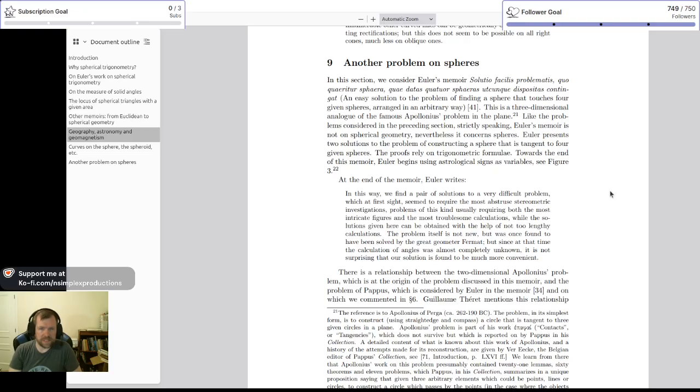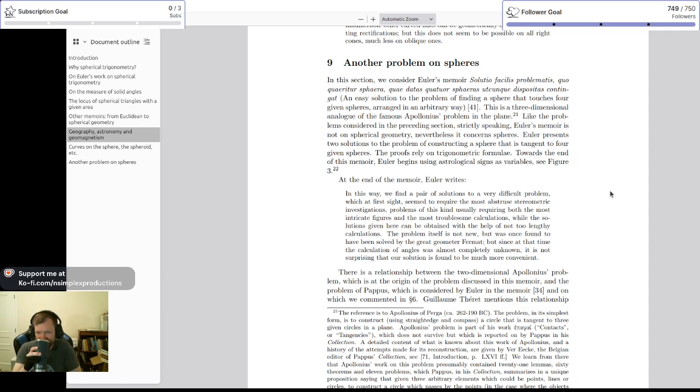Like the problems considered in the preceding section, strictly speaking, Euler's memoir is not on spherical geometry. Nevertheless, it concerns spheres. Euler presents two solutions to the problem of constructing a sphere that is tangent to four given spheres. The proofs rely on trigonometric formulae. Toward the end of this memoir, Euler begins using astrological signs as variables.